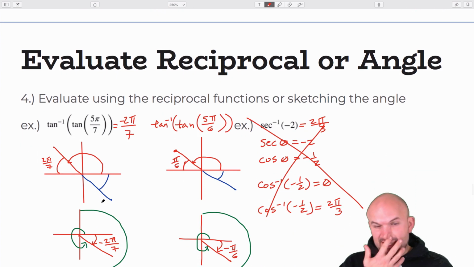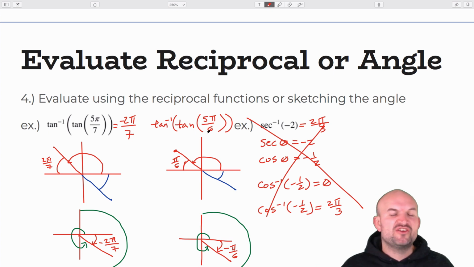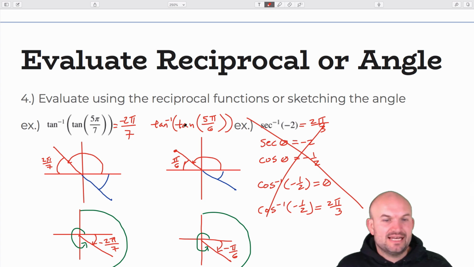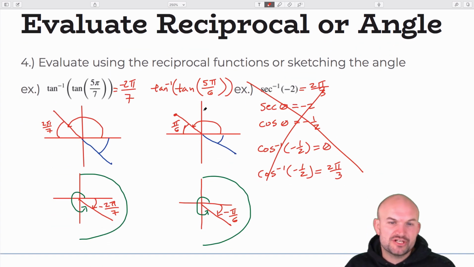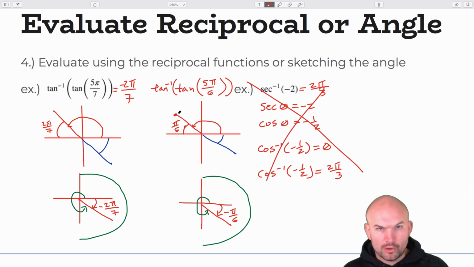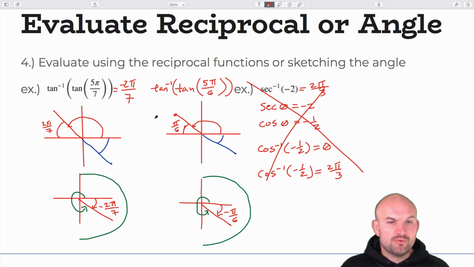So the way I explained this problem to my students was, I said, why don't we do something very, very similar? Why don't we do tan inverse of tangent of 5 pi over 6? So when we're doing tangent of 5 pi over 6, we know that's in the second quadrant. Now, you don't really need to know the point, but hopefully you know the point is negative square root of 3 over 2 comma 1/2. But notice I didn't write it down because we know that's not the answer, right?